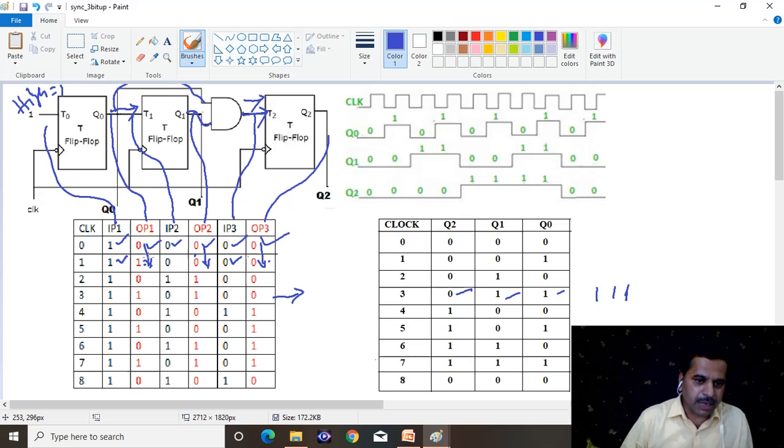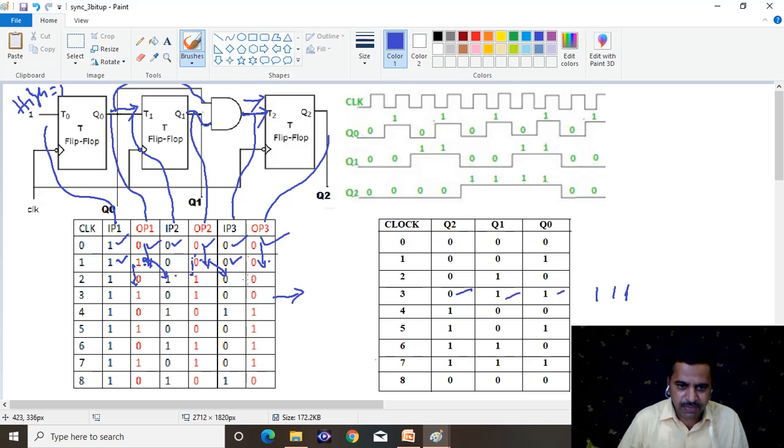When the second clock pulse is applied, the output of the first becomes the input of the second. The input to the third becomes the AND of output 1 and output 2, that is 1 into 0, which becomes 0, because the AND gate is connected here. The first one always toggles, so it becomes 1 to 0. The second one has input 1, so it also changes state, from 0 to 1.